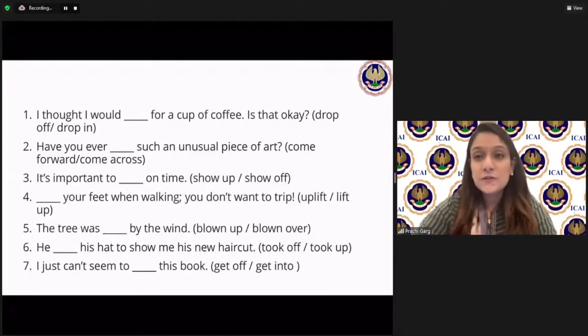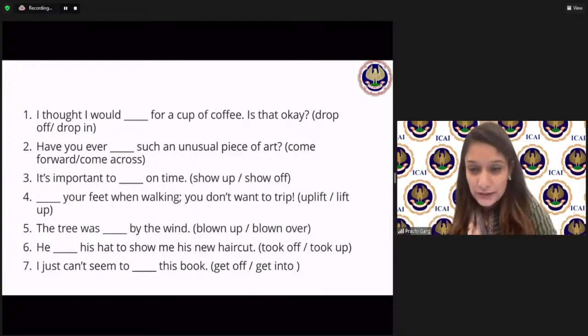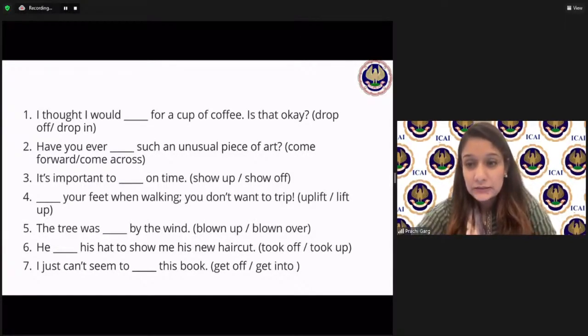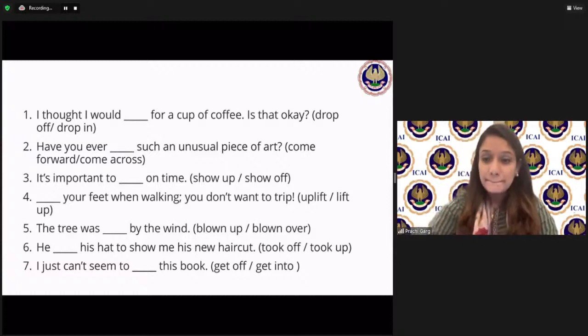So this was it. This was the phrasal verbs. Let me know how many of you got this slide also right. And are you all done?